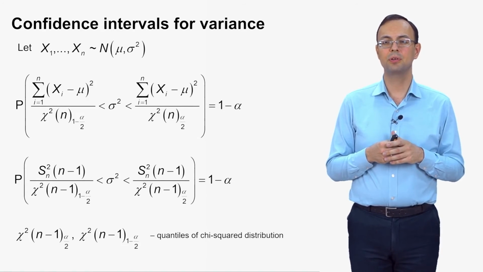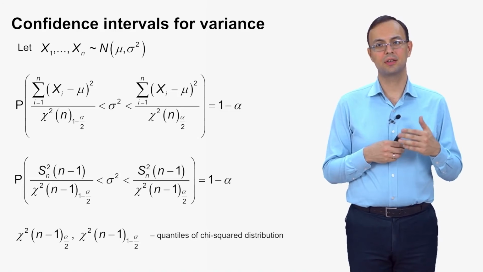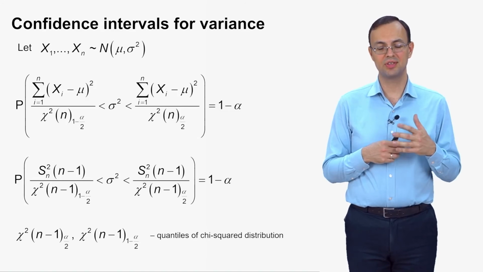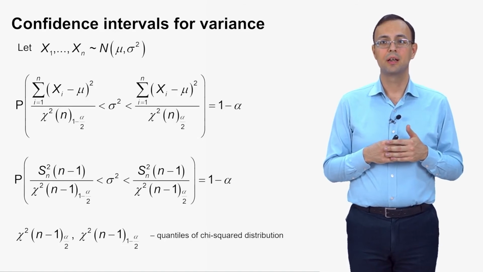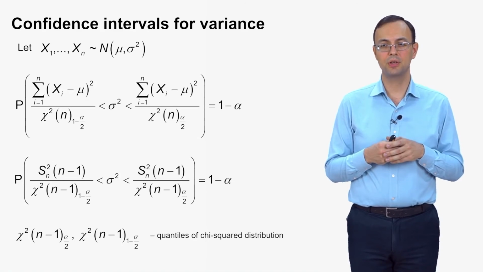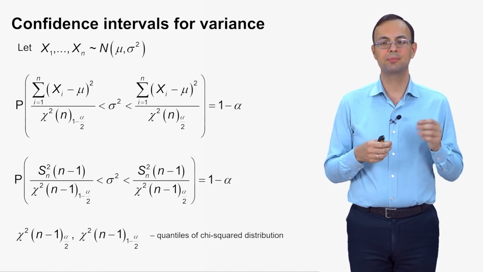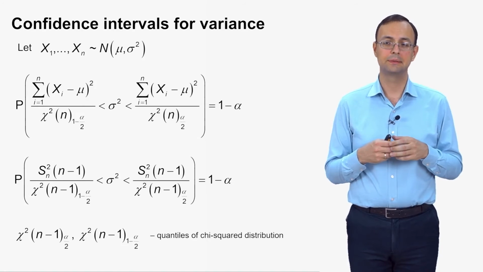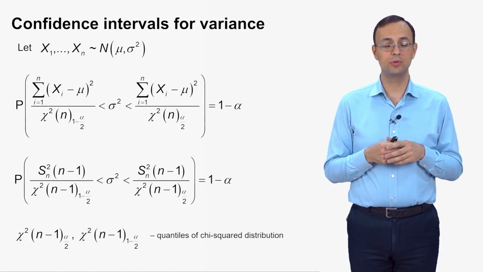The first formula is for the situation when mu is given. So we want to find a confidence interval for unknown sigma squared, for unknown variance, in the situation when mu, the expected value, is given. In the first formula you see that you need to substitute mu into the formula. And the second formula is for the case when mu is not given.